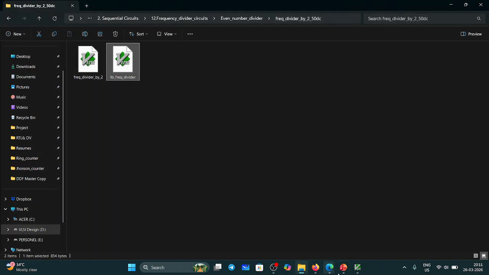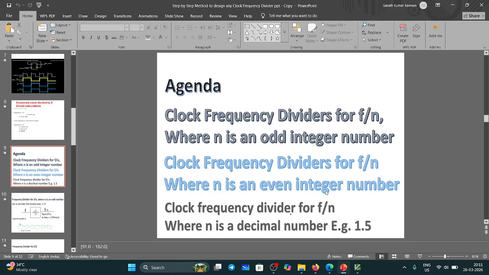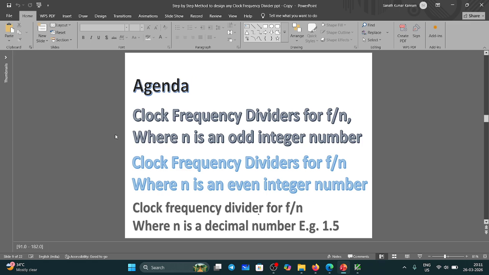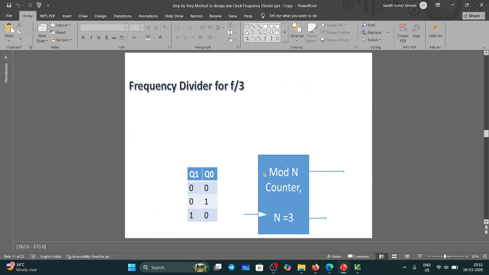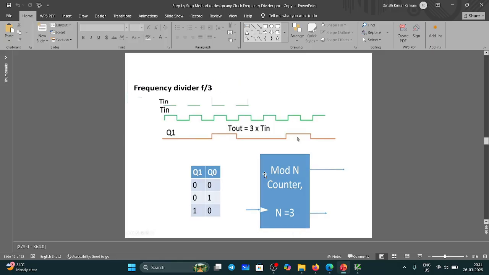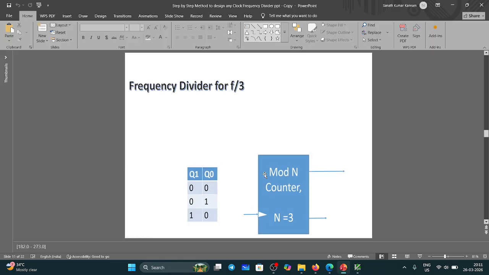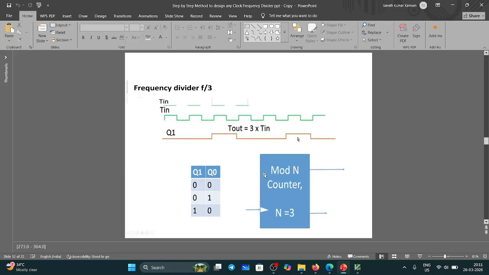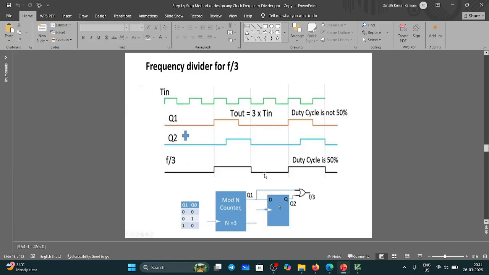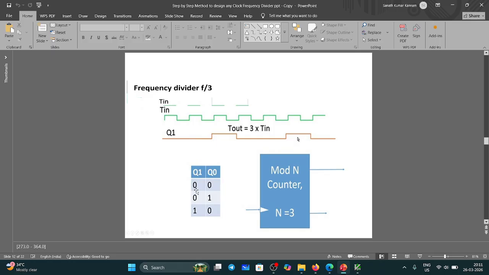And next we discussed this. Our agenda is we need to design frequency divide by n, where n is odd and when n is even. First we discussed n is odd. So n is odd means we are using a mod 3 counter, but we are not getting a 50% duty cycle. We are getting a 33.33% duty cycle. So what change do we need? We alter the output frequency by 1.5 cycles, that is 0.5 cycles.